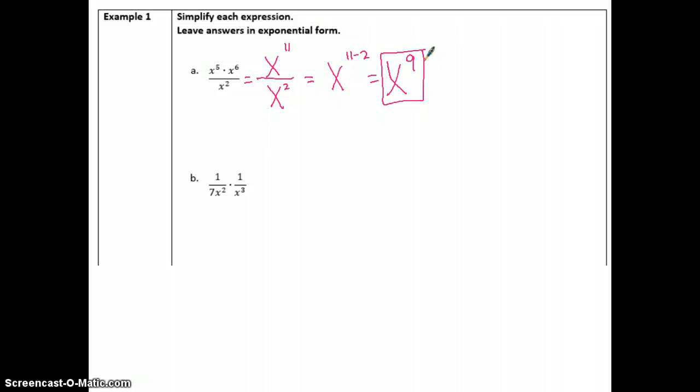Letter B, multiplying fractions. I get 1 times 1, which is 1. On the bottom, we have 7 times x squared times x to the 3rd. So we have 7, and then x to the 2 plus 3, because our bases are the same. 2 plus 3 is 5. There's nothing else we can do with that one.